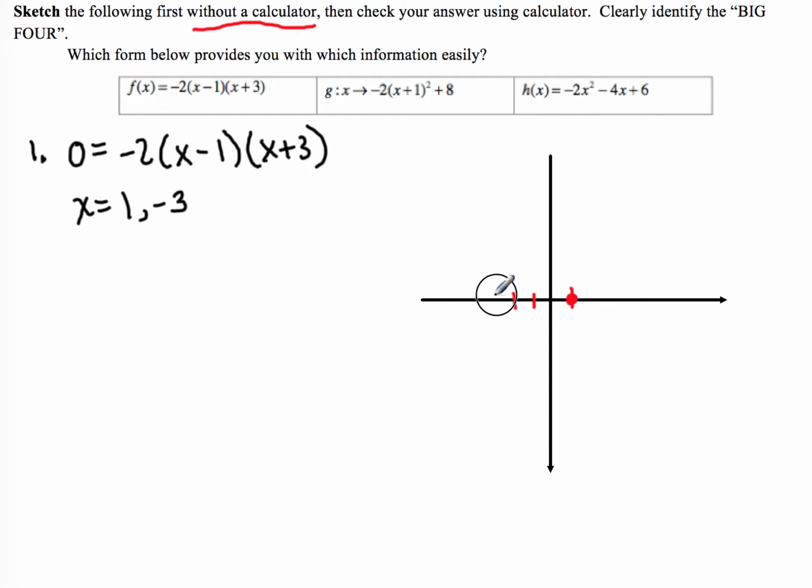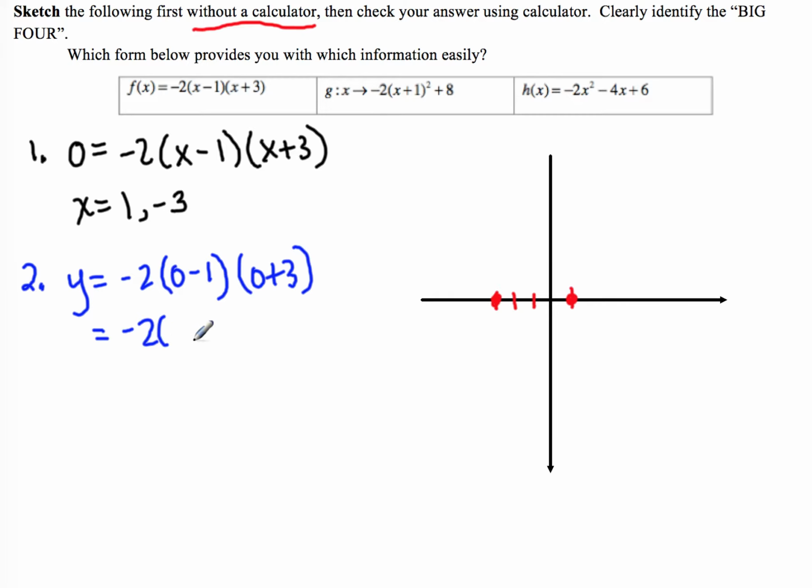Then I'll go ahead and do my y-intercept, which is when I set x equal to 0 and solve for y. So I have -2 times 0 minus 1, 0 plus 3. So I get -2 times -1 times 3. That gives me a positive 6. I'll write that as a coordinate point. So that is (0, 6).